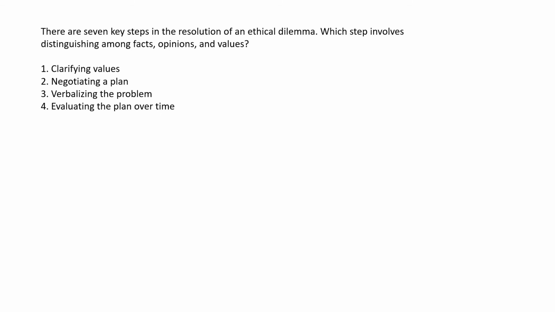There are 7 key steps in the resolution of an ethical dilemma. Which step involves distinguishing among facts, opinions, and values? 1. Clarifying values. 2. Negotiating a plan. 3. Verbalizing the problem. 4. Evaluating the plan over time.